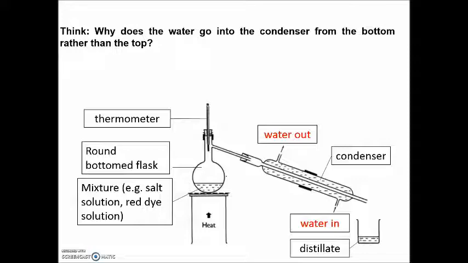So this is a very important question that they usually ask. Why is it that water goes in at the bottom of the condenser and comes out on the top of the condenser? Why can't it go in this way and come out this way?